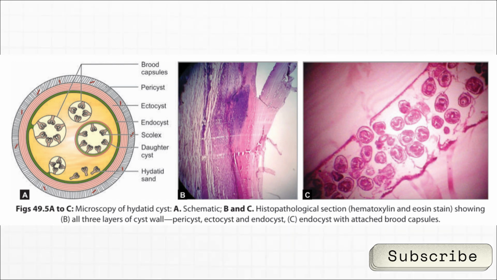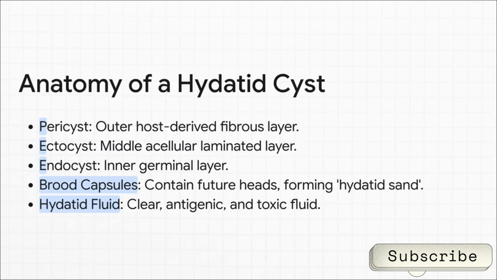Okay, exam mode on. You have to know the layers of this cyst. No excuses. But don't worry, the mnemonic is super easy to remember. P-E-E. P for pericyst, E for ectocyst, and the other E for endocyst. Now, here's a critical detail. The pericyst on the outside, that's us. That's our body's own fibrous tissue trying to wall it off. The ectocyst and endocyst, though, that's all parasite. And that inner endocyst, that's the real problem child. It's the germinal layer, the factory floor, churning out baby parasites and that super antigenic, toxic hydatid fluid.